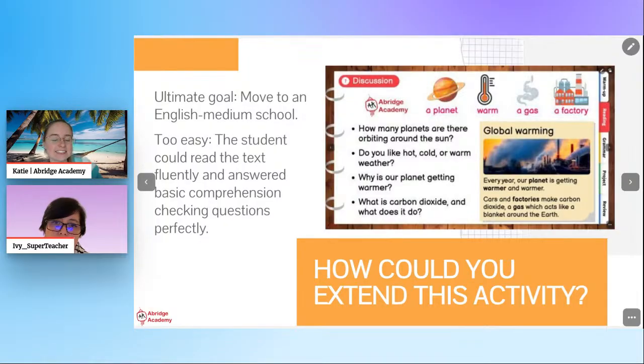Let's see, it's about planets and global warming, right? I would definitely introduce some kind of argument or a little debate on the topic. Maybe I would pick an opinion on global warming. I would just Google for it, or just use this little text: global warming. Every year, our planet is getting warmer. Cars and factories make carbon dioxide, a gas which acts like a blanket around the Earth.